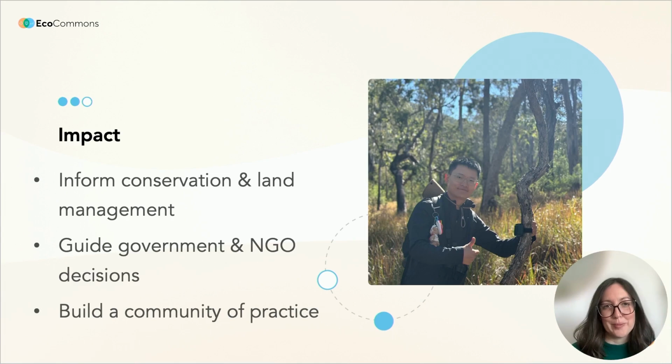So what does all this add up to? EcoCommons is helping conservation groups plan on-ground actions. It's helping governments assess risk and make policy decisions. It's supporting NGOs and researchers who want to test new ideas and scale up models. And beyond individual projects, it's building a community of practice. People aren't just using EcoCommons in isolation. They're sharing their workflows, contributing datasets, and really learning from one another.